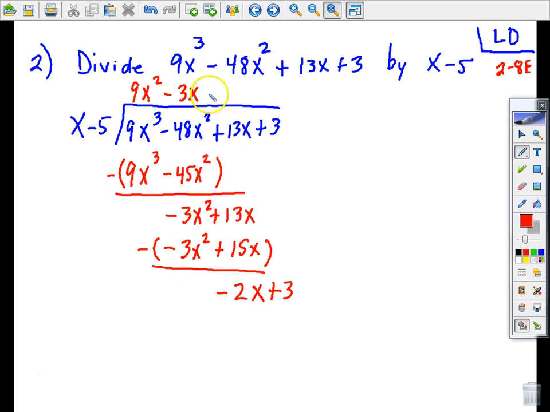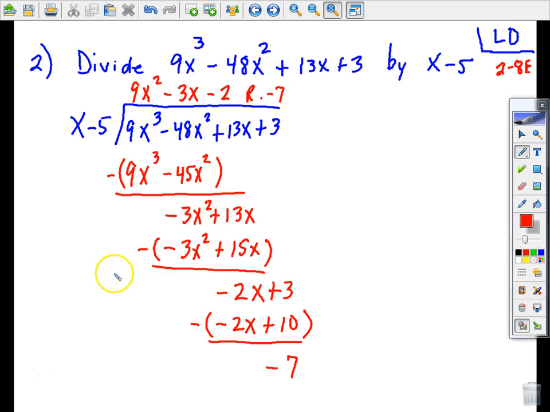x into negative 2x, negative 2, multiply. Negative 2 times x, negative 2 times negative 5, and subtract. 0x, 3 minus 10 is negative 7. So that ends up being our remainder, and we'll just show it like that.